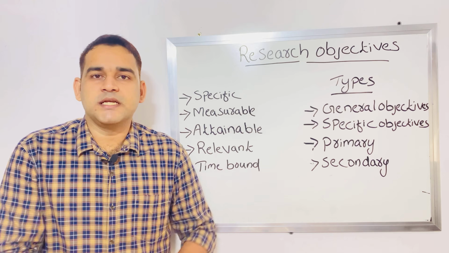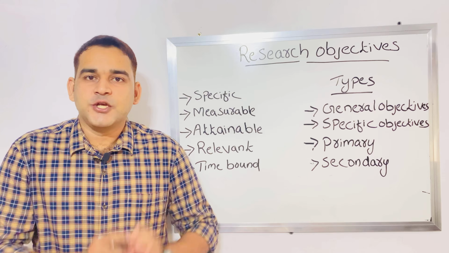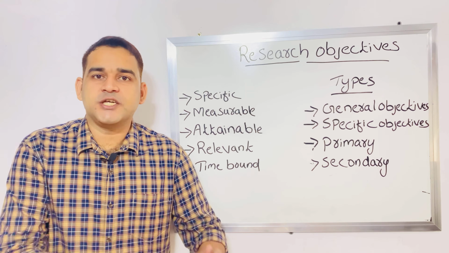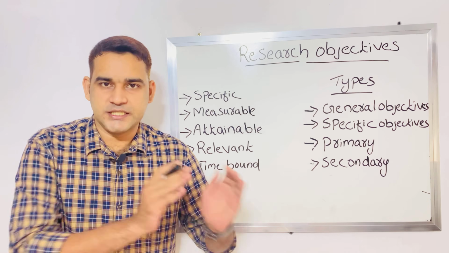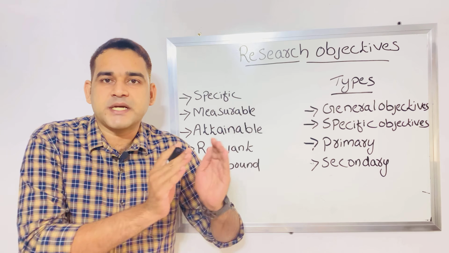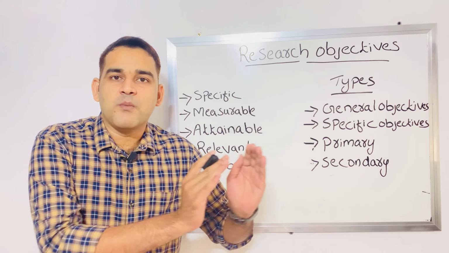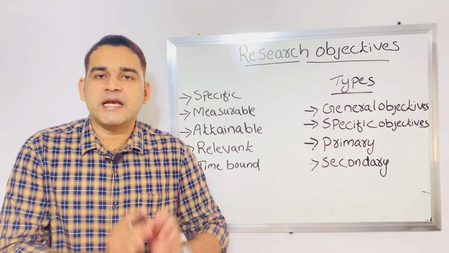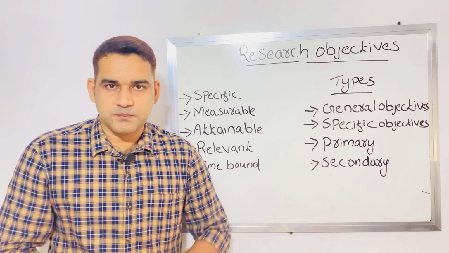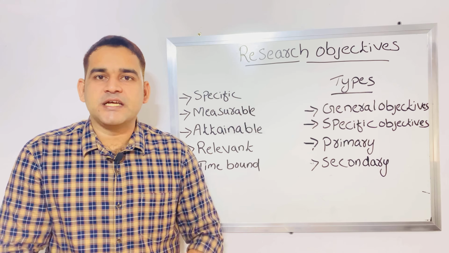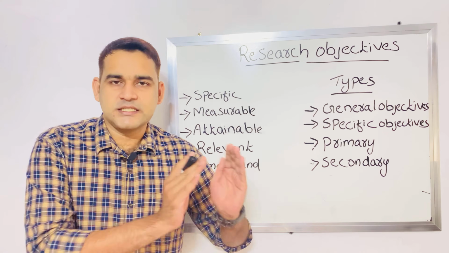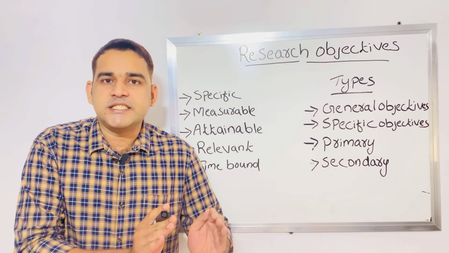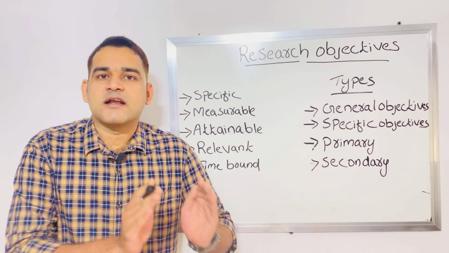So research objectives means what the researcher is expecting to achieve by the study. As a researcher, you are expecting something you have to achieve by the study. You should get a result. You should get an answer to the question, or you should get a solution to your problem. So what the researcher is expecting to achieve by the study, that is research objective.